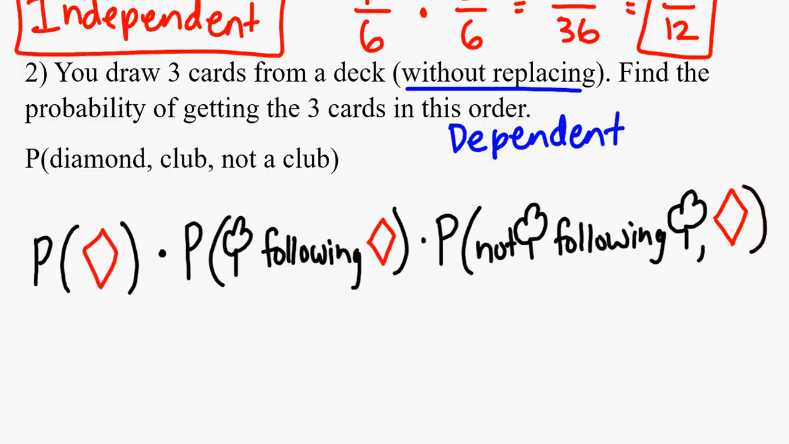So here we go. First one, what's the probability that the first card is a diamond? We said that there are 13 diamonds and there are 52 cards in the deck. And now I want a club.